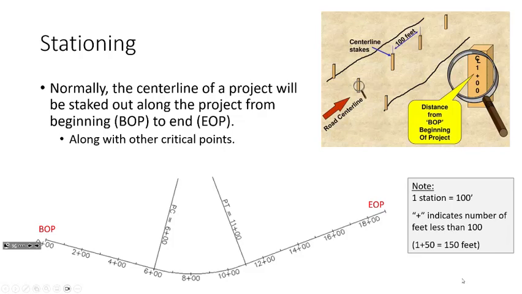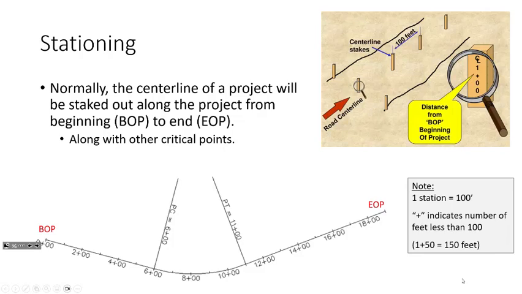Okay, so I do want to mention stationing. Do you all remember in our discussion in the CAD lab that a full station is 100 feet? Whenever you're stationing a project, typically the beginning of the project will be either zero or something tying into a larger stationing system, depending on the scale of your project. So we'll start out at station zero here. The distance from this tick mark to this tick mark, station zero, station one, station two, station three, is a full 100 feet, okay?